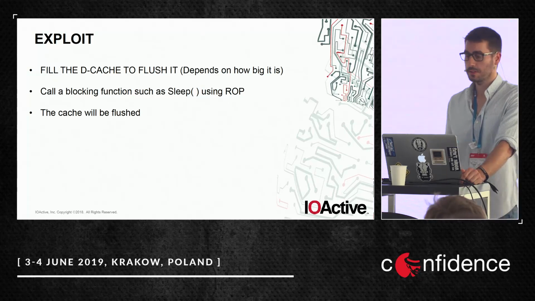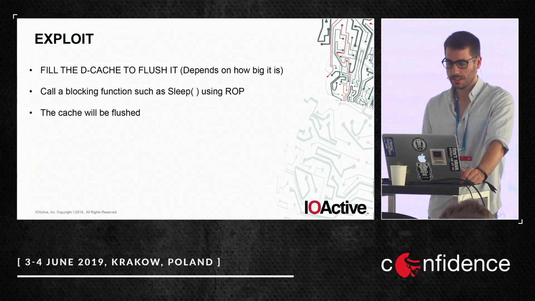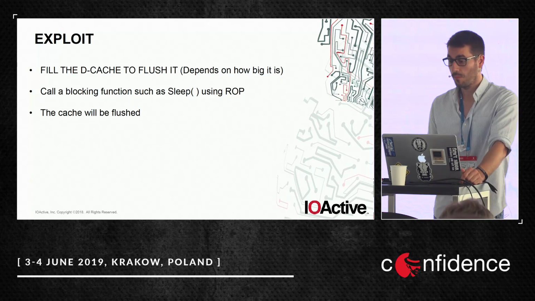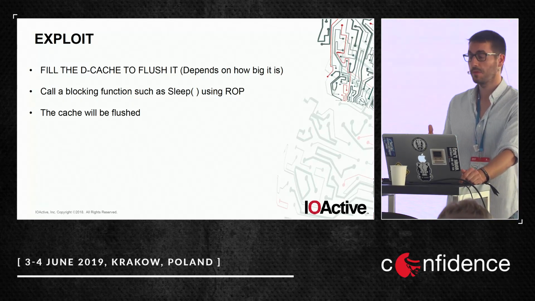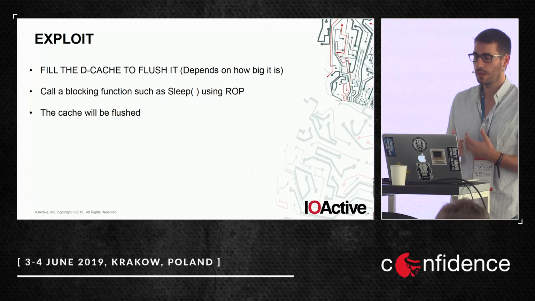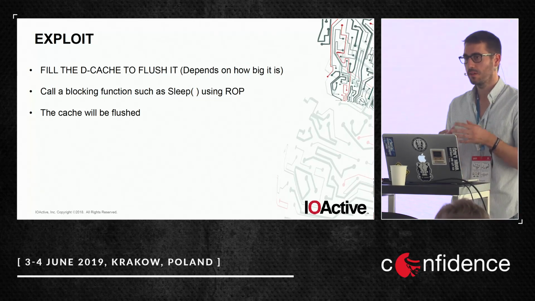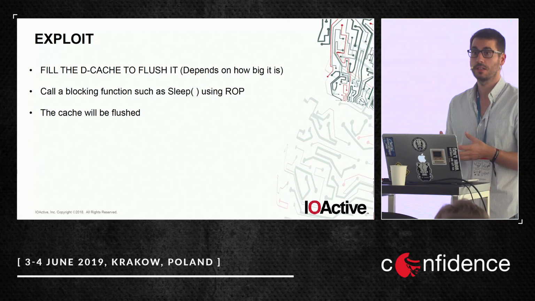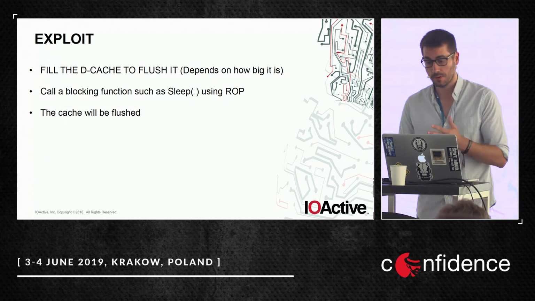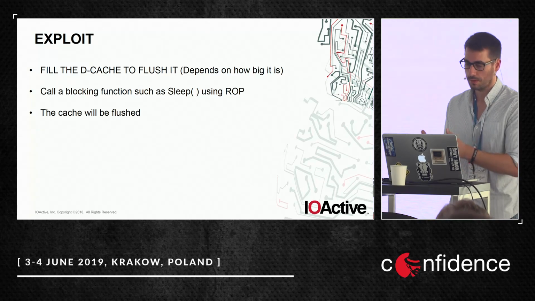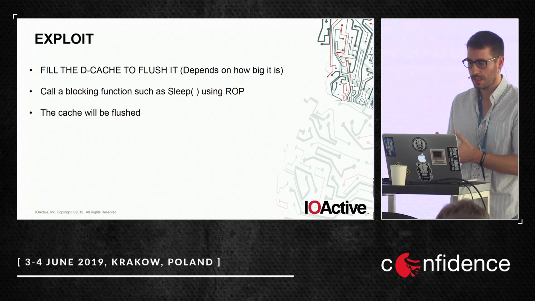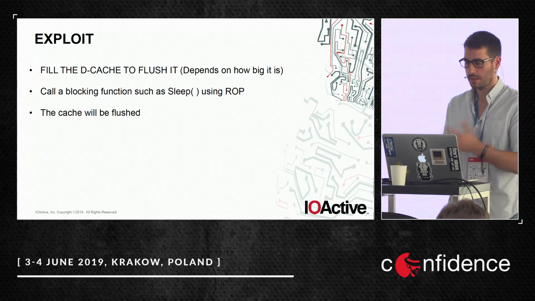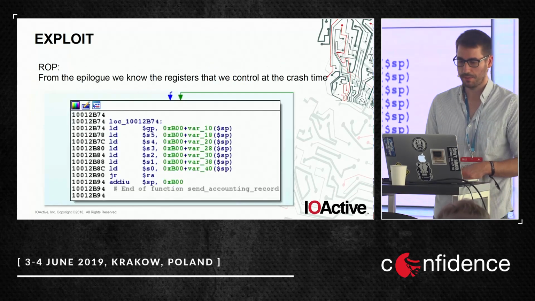There are several techniques to do this. We can fill the data cache to flush it. We can call a blocking function such as sleep using ROP. ROP, why? Because we might have the same problem otherwise. If we don't use ROP, if we write a small shellcode to call sleep, then that small mini shellcode could be in the data cache. So that would be the same problem. That's why using ROP, we won't have that problem to call this sleep syscall to flush the cache. And then after calling sleep, the data cache will be flushed, and then the shellcode will be in memory.